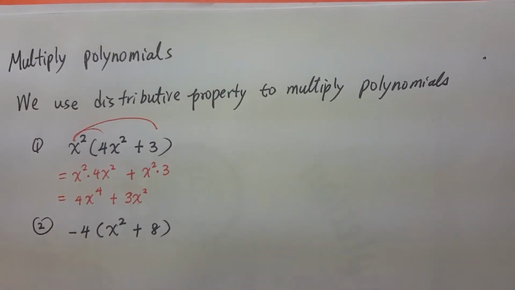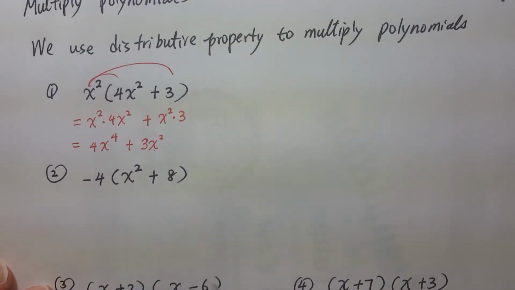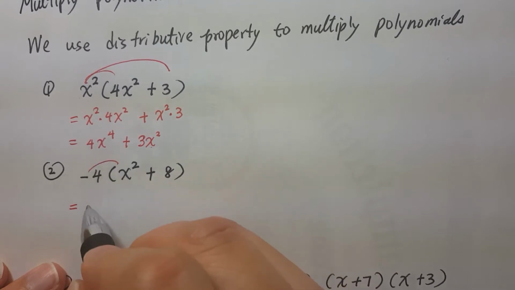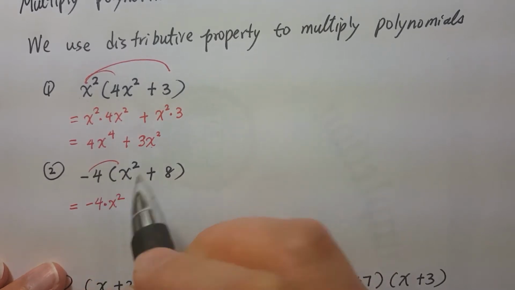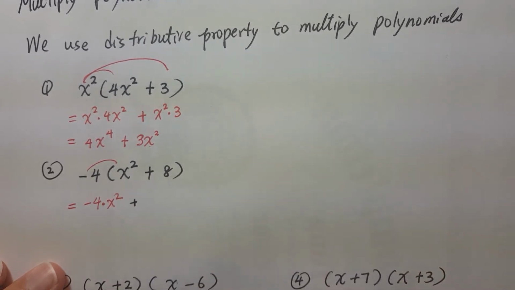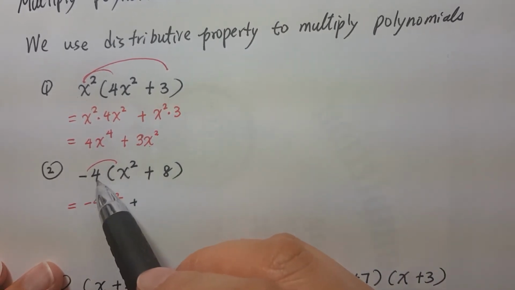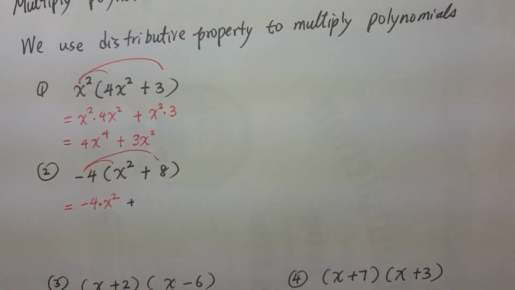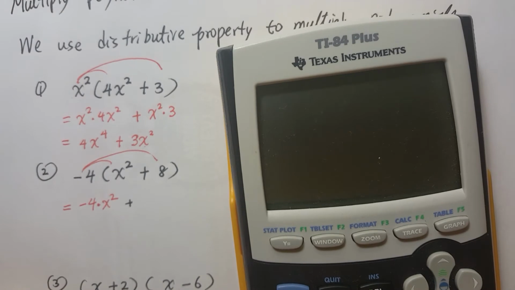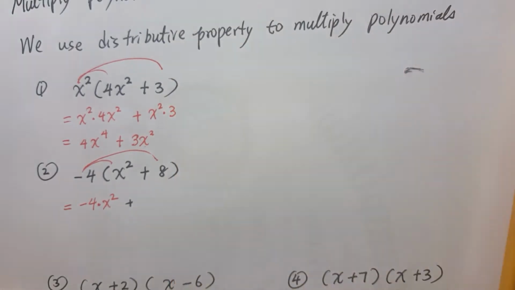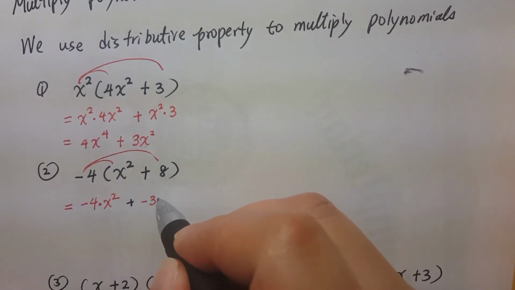Let's take a look at question number 2. So we're going to do the negative 4 times each. So we have negative 4 times x squared. In the middle is addition, so we put addition. So now we're going to do negative 4 times 8. This time I'm going to ask you to use a calculator to do that. So you're going to have negative 4 times 8. So we write down negative 32.